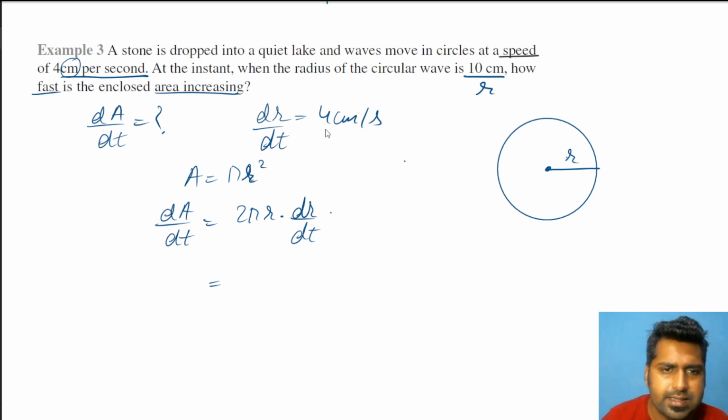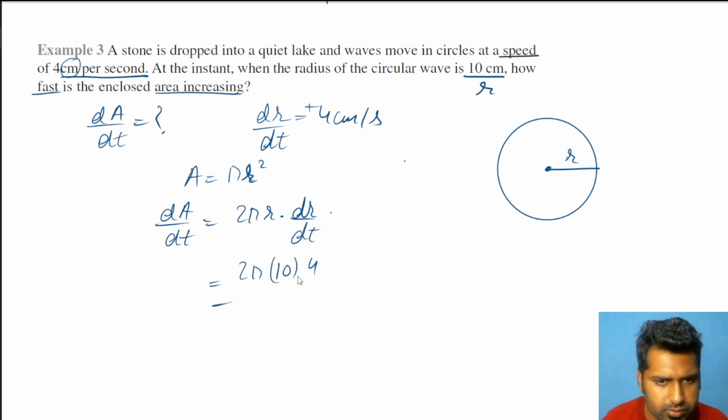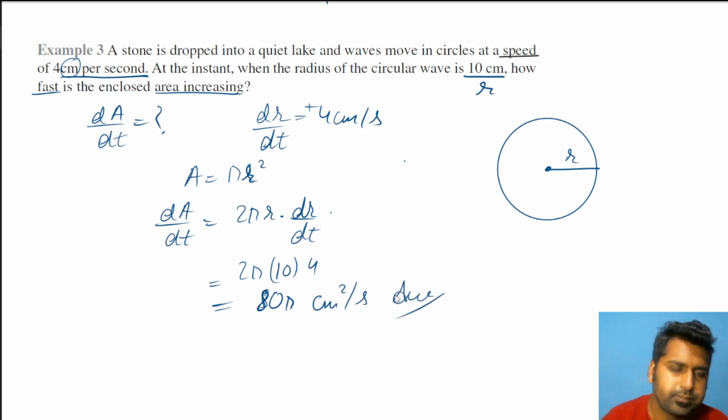I think this dr by dt was given, it was increasing. That's why I'm always taking positive. So 2 pi, radius is 10, this dr by dt is 4. So 80 pi. I'm writing answer in terms of pi. It depends on the question. So 80 pi, and the unit will be centimeter square per second. That's the answer.